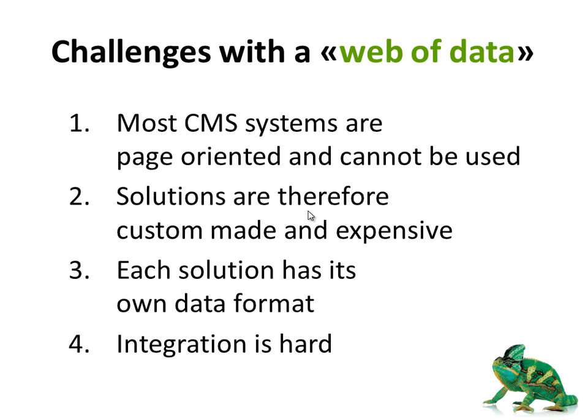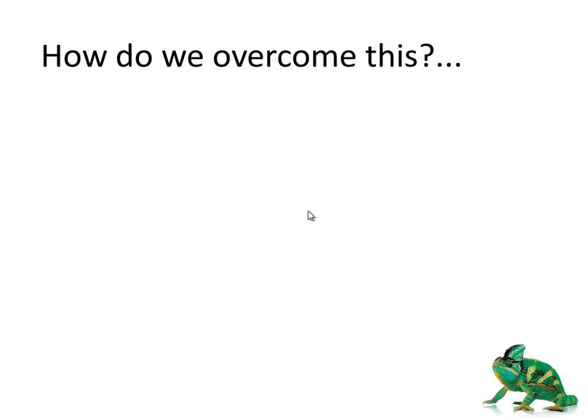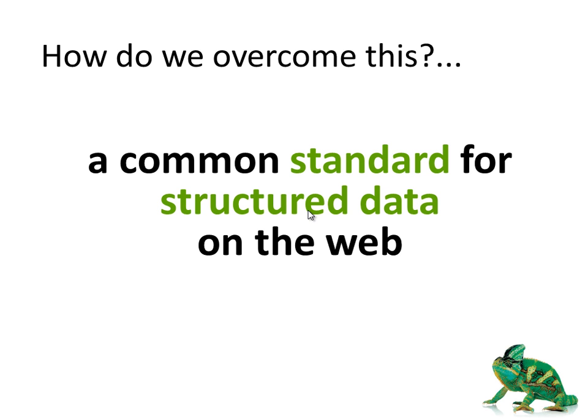Typically, integrating data from Netflix, IMDb, and Rotten Tomatoes, for instance, is hard because they all organize the content in a slightly different way. So how can we overcome these problems? One way to do it is to introduce a common standard for structured data on the web.